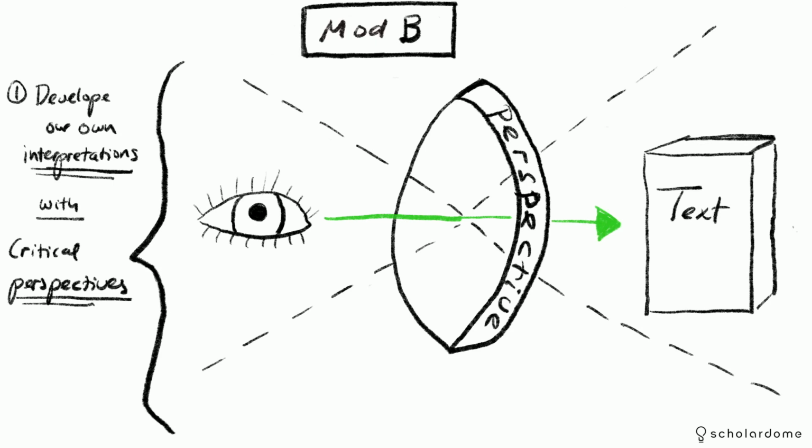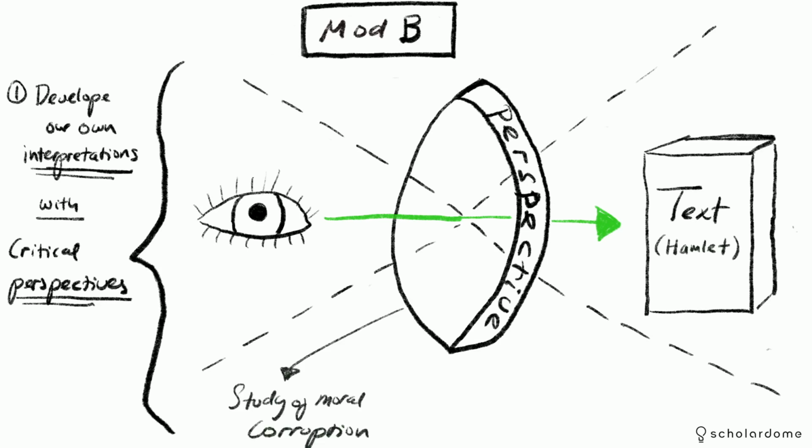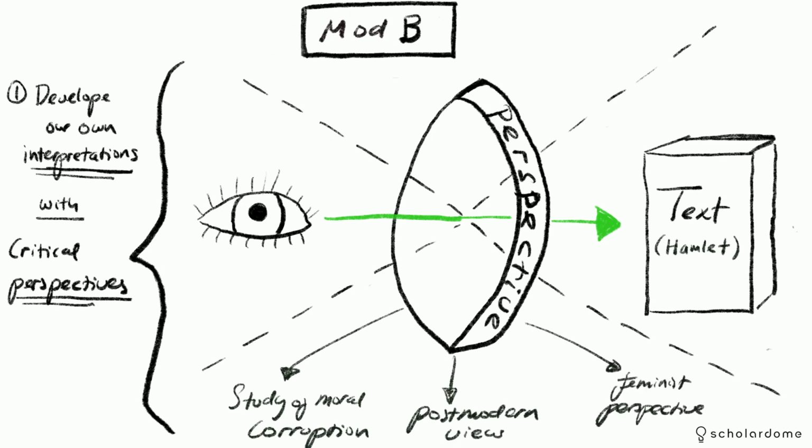So when we look at a text, let's say the play Hamlet by William Shakespeare, which for full disclosure is unfortunately no longer part of the Module B prescribed text list, we could adopt a particular view or perspective, whether that be looking at Hamlet in light of the study of moral corruption, or if you'd like, you could even take a postmodern or feminist perspective. So this module is quite challenging, but can be very interesting because this is the only module where we look at a text in and of itself.